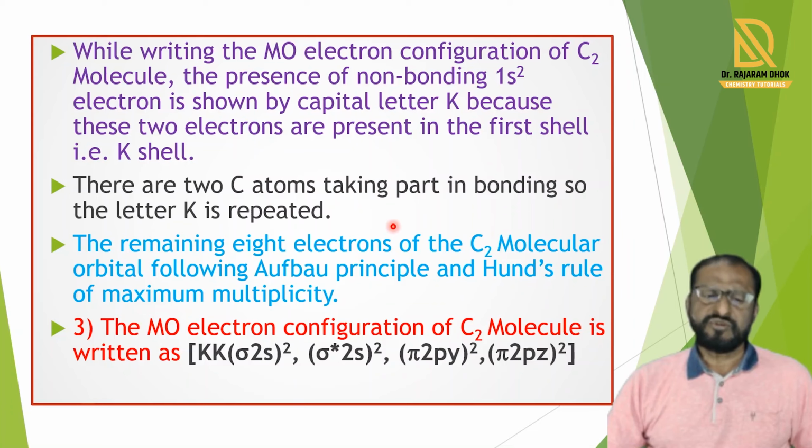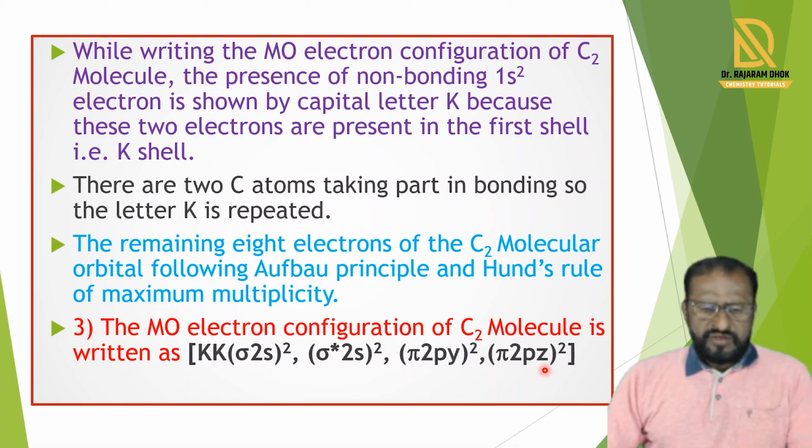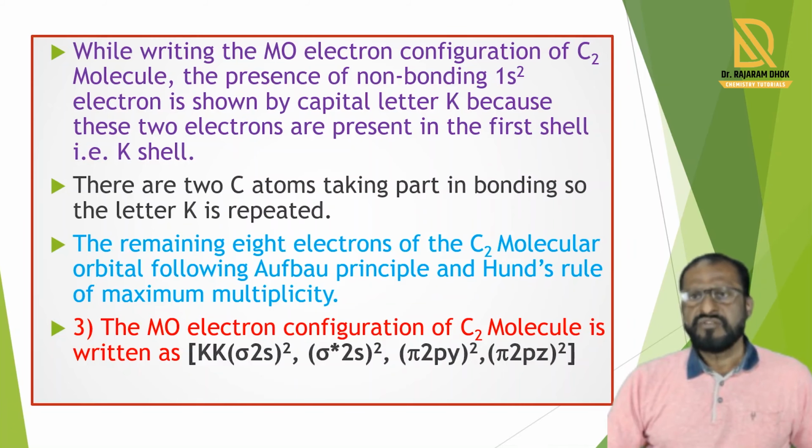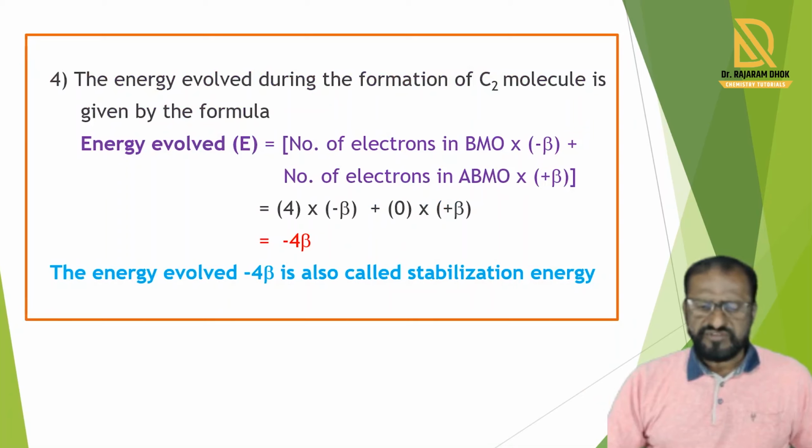The remaining 8 electrons of the C2 molecule follow the above principles, Hund's rule of maximum multiplicity, and fill the orbitals. So the electronic configuration of the C2 molecule we can write as KK, sigma 2s2, sigma star 2s2, pi 2py2, and pi 2pz2. So this is the molecular orbital electron configuration of the C2 molecule. From this electronic configuration and this MO diagram, we can find out the energy level in the C2 molecule.